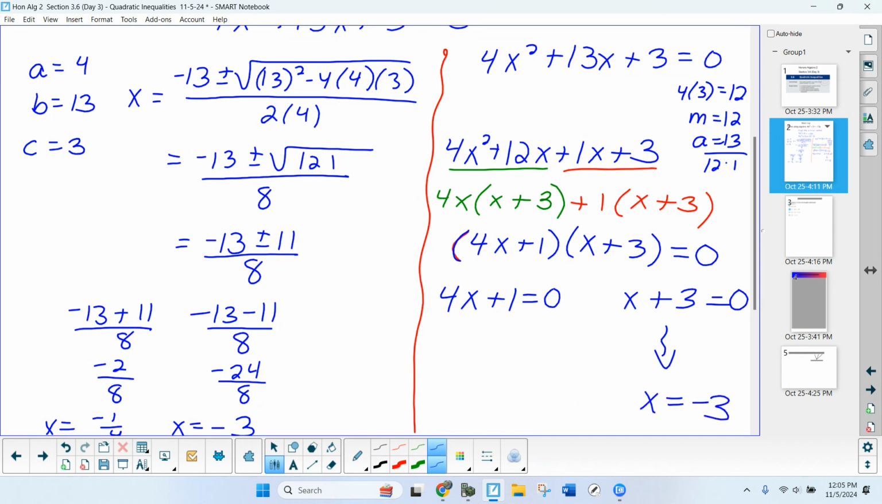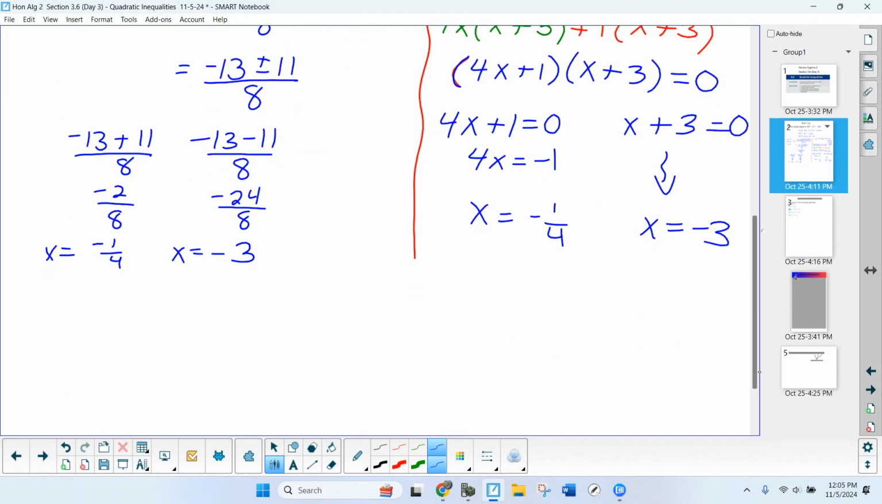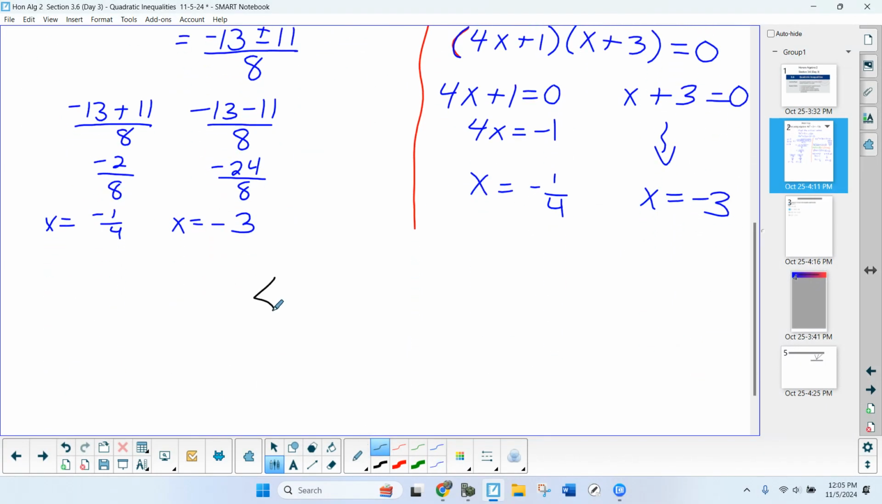When you set that one equal to 0, what do you get? On this one, what did you have to do? Subtract 1 and then divide by 4. All right, so that shows us that it does not matter if you use the quadratic formula or factoring. Now, we're not done. The answer to an inequality is a what? An inequality. So these are just my critical values.